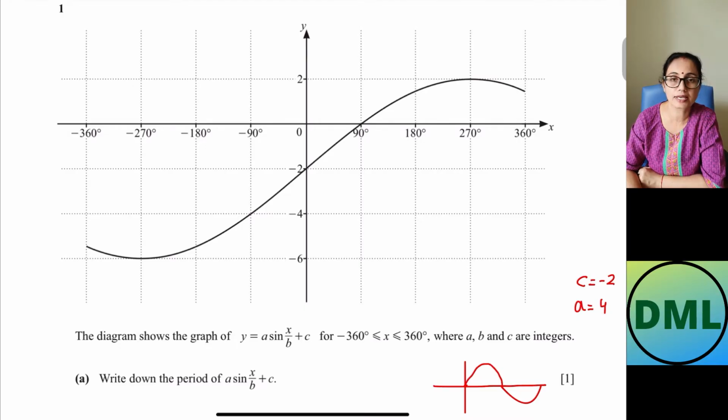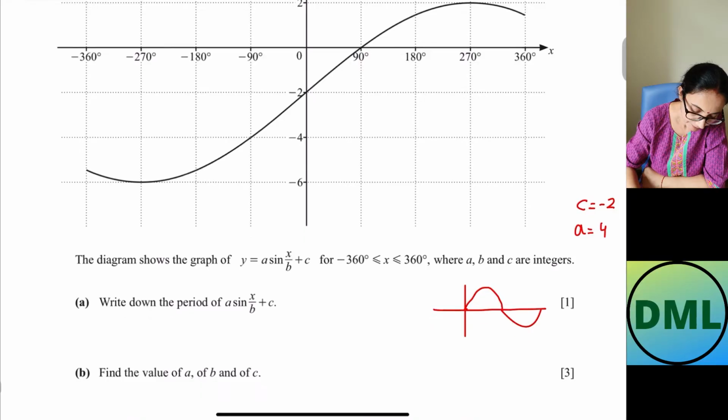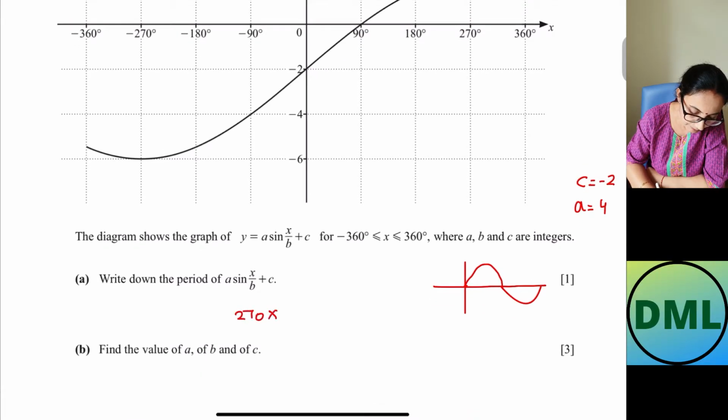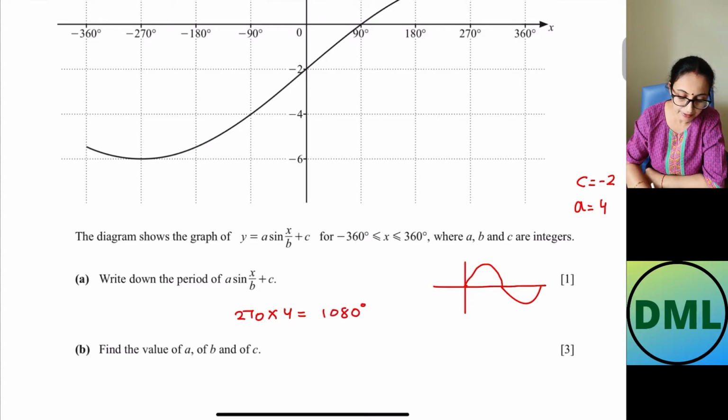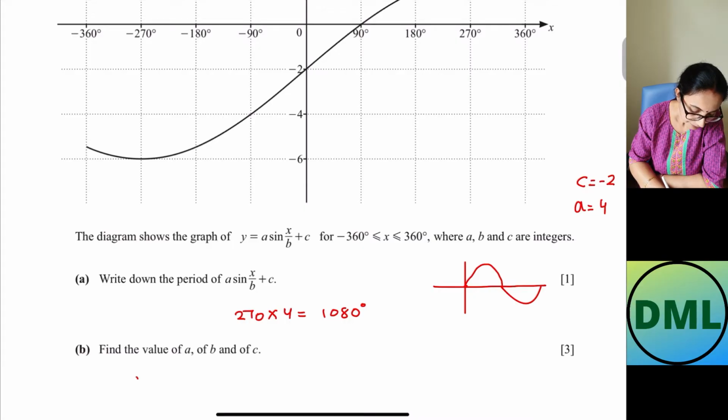If your 1/4 cycle completes in 270 degrees, your one cycle will complete in 270 degrees multiplied by 4. Let's calculate that. 270 degrees multiplied by 4 will be equal to 1080 degrees. That means my period is 1080 degrees. I need to calculate my values for A, B and C. The A value is 4, C value is minus 2. Let's write down here: A value is 4, C value is minus 2.